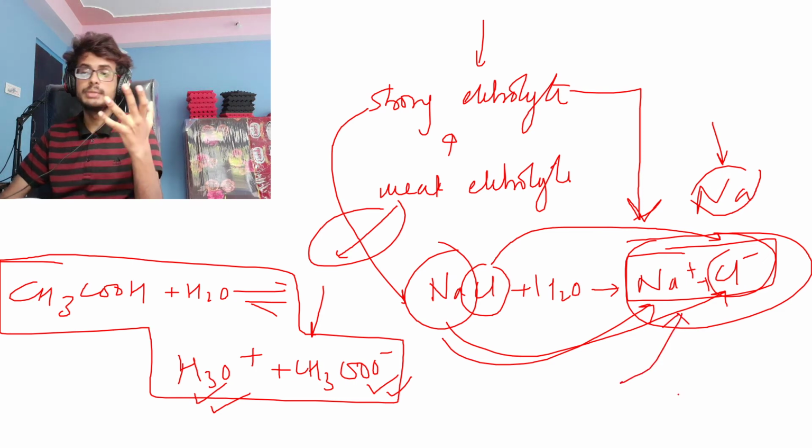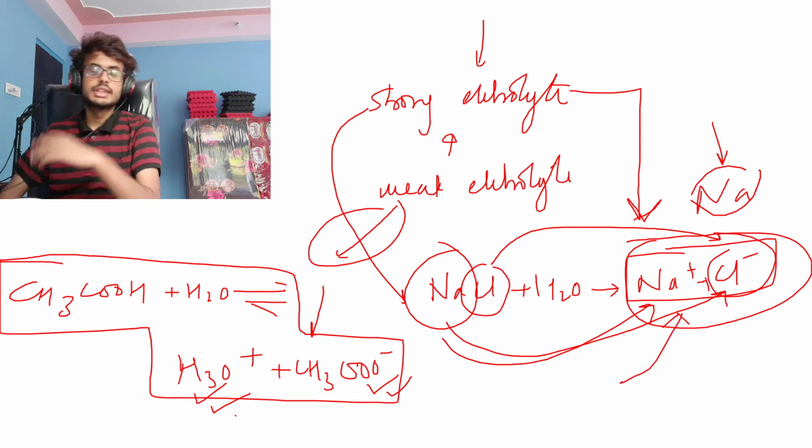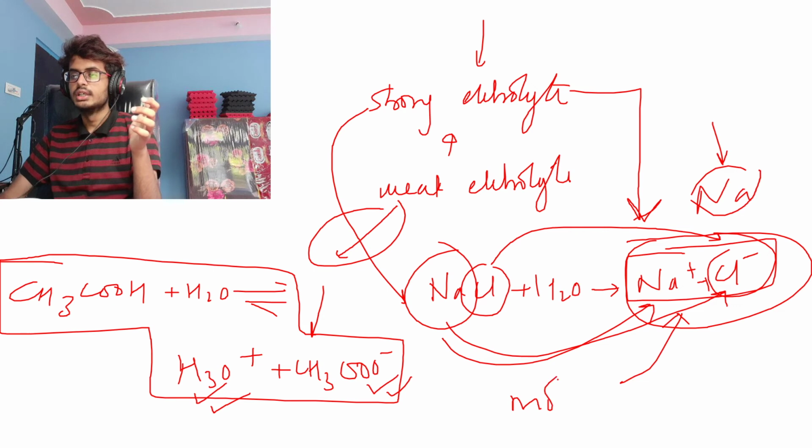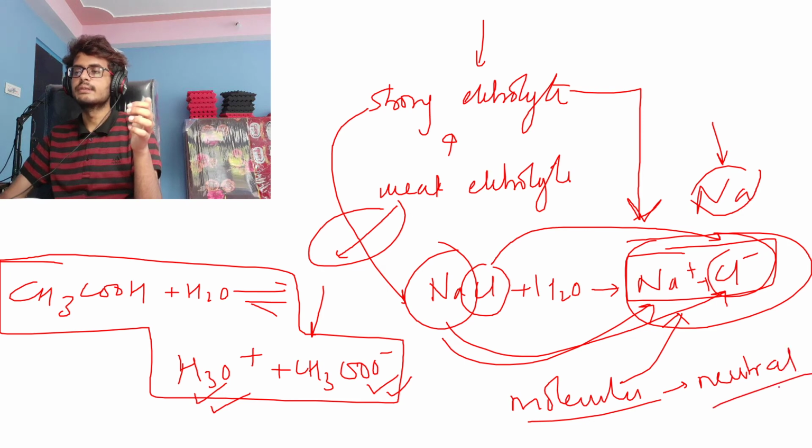They are not completely dissociating into ions. They are partially dissociating into ions, and some are staying as molecules. Molecules are useless in conduction, right? Molecules do not conduct. Molecules are basically neutral substances, and we know that neutral substances are very bad conductors of heat and electricity.